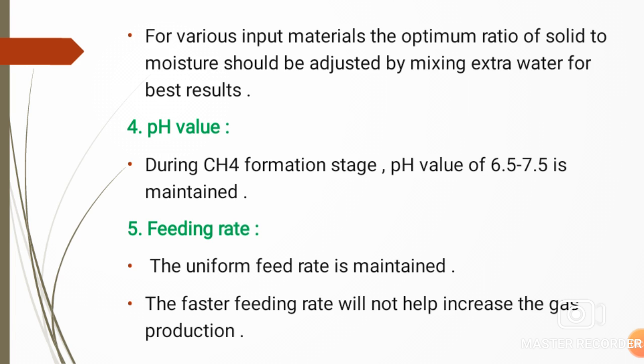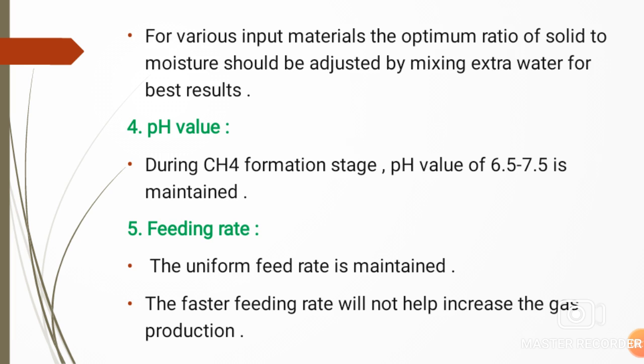During the CH4 formation stage, a pH value of 6.5 to 7.5 is maintained. When there is a formation of methane, we have to maintain the pH value at 6.5 to 7.5.